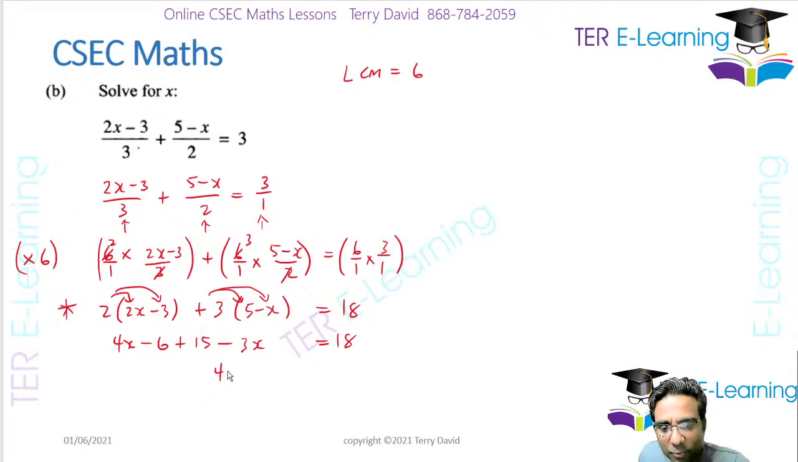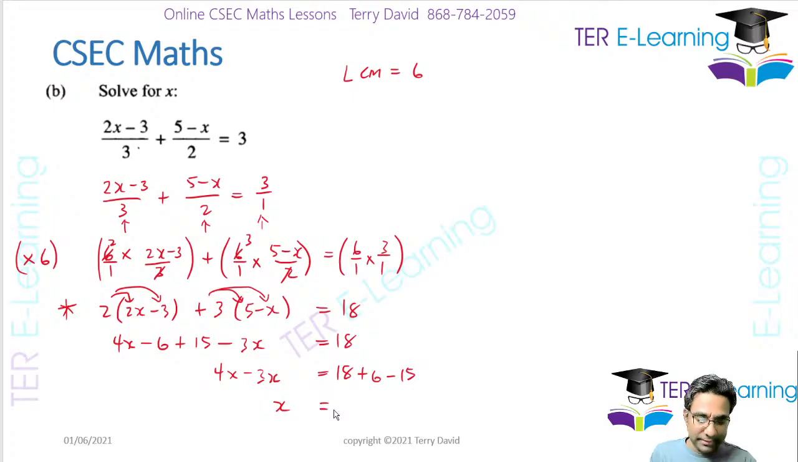So we have 4x minus 3x is equal to 18. When you carry the minus 6 on the side, it's going to become plus 6. And you're going to have to minus 15 on the side. 4x minus 3x is going to give me x. And therefore 18 plus 6 is 24 minus 15. And I'm going to get 9 as my answer. Right? I'm getting 9 as my answer.